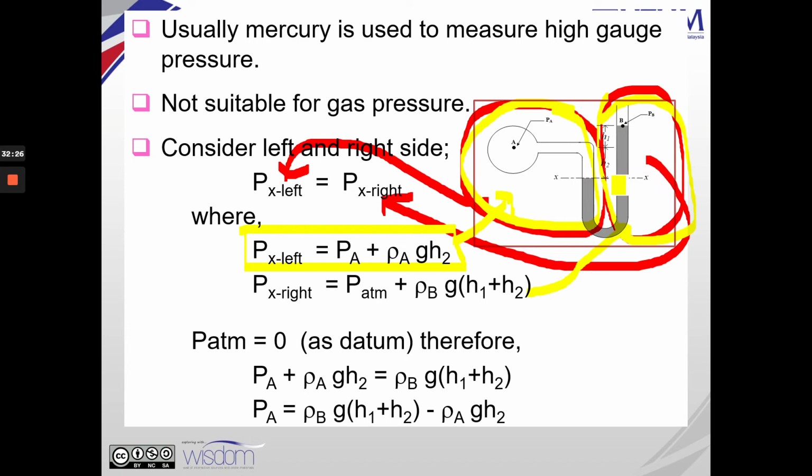Okay, so at this part, PB is equal to P atmosphere plus rho G H1 and H2. So we get P atmosphere plus the density of fluid B times G times H1 plus H2. We take P atmosphere as 0 as the datum, therefore we get PA plus density A times G H2 is equal to rho B G H1 plus H2. So until we get this equation.